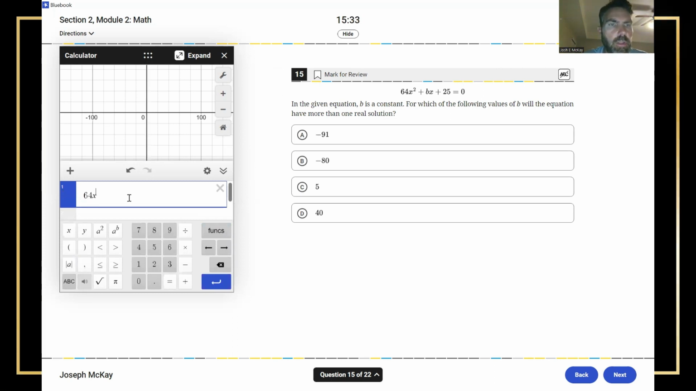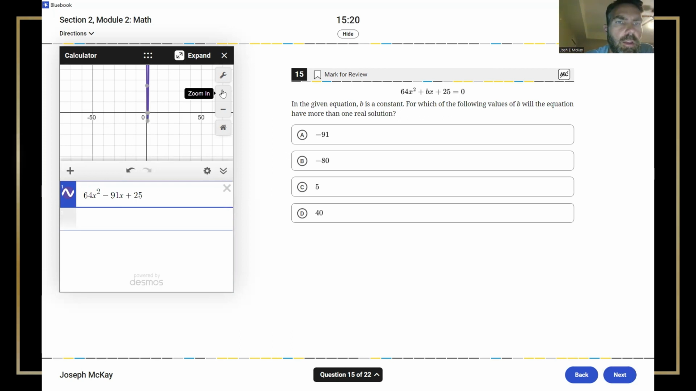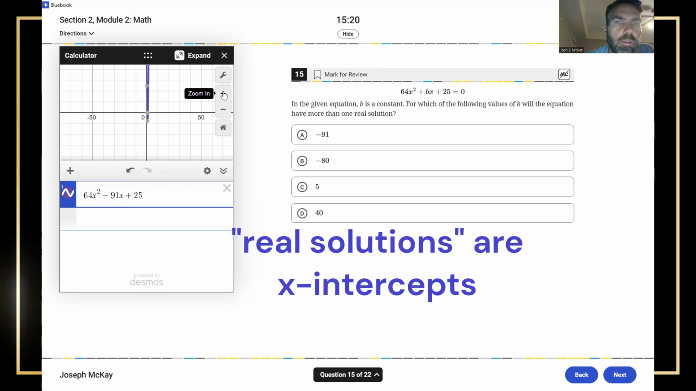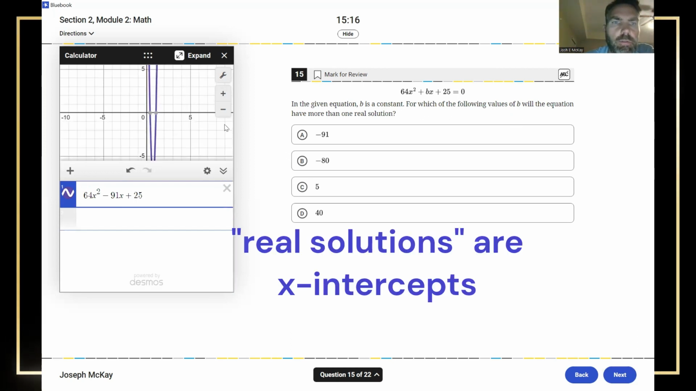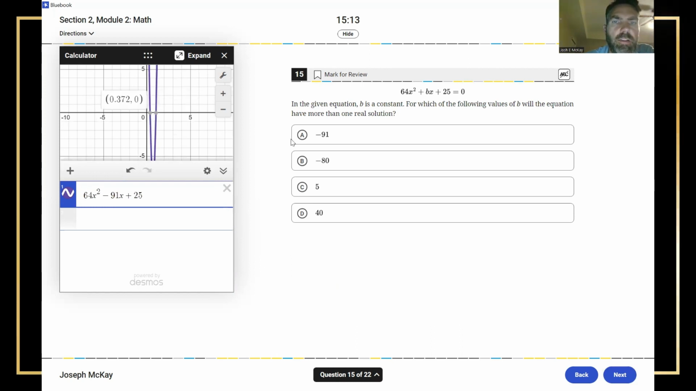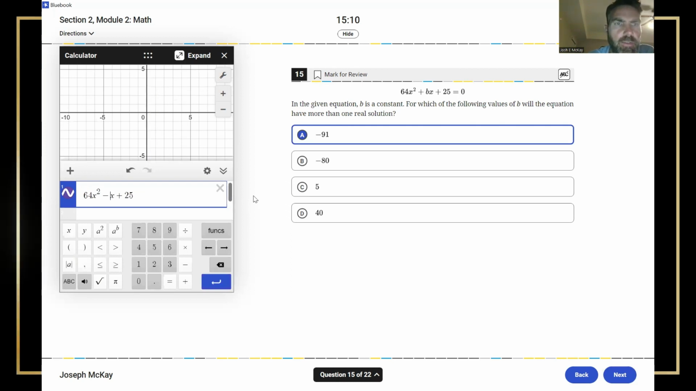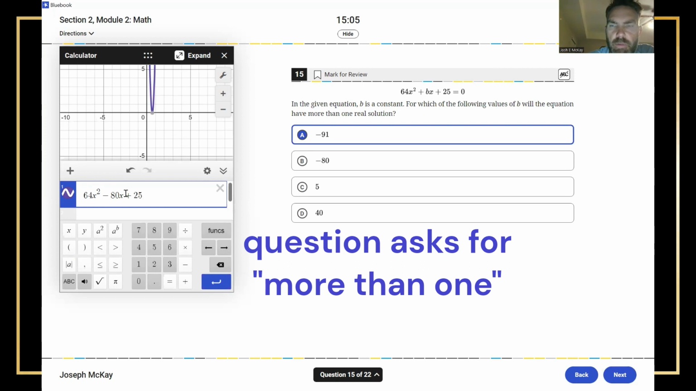That was interesting. 64x squared plus minus 91x plus 25. What I'm looking for on the graph is I'm looking for this graph to go below. I'm looking for it to cross the axis twice. So that looks like the right answer. Let's just change this and see what happens for the rest of them. That one touches the axis only once, and I'm guessing the rest of these won't touch it at all. They'll be too high up.